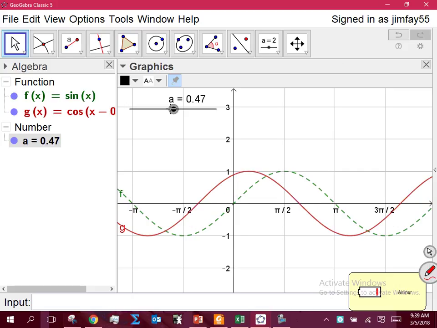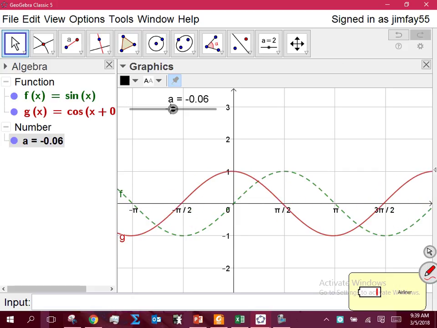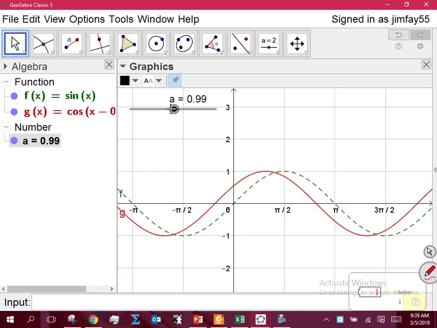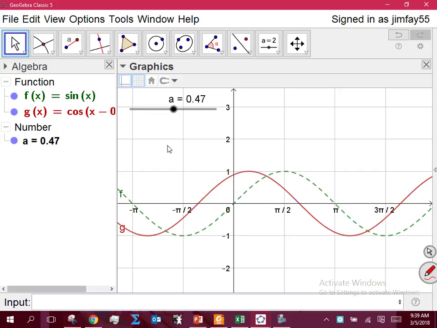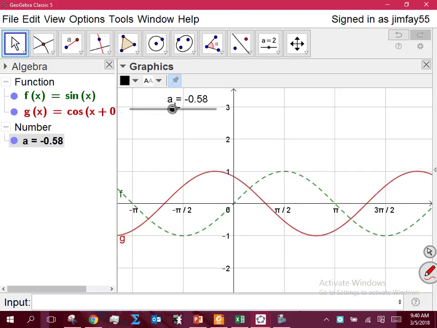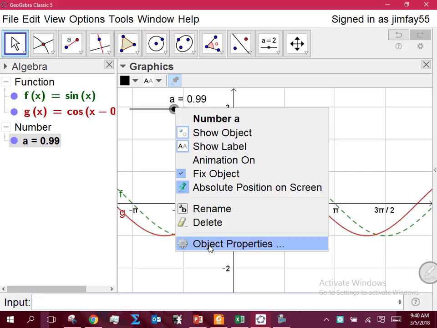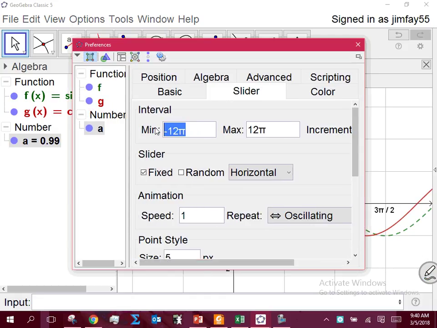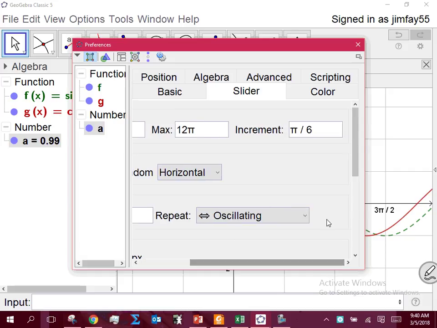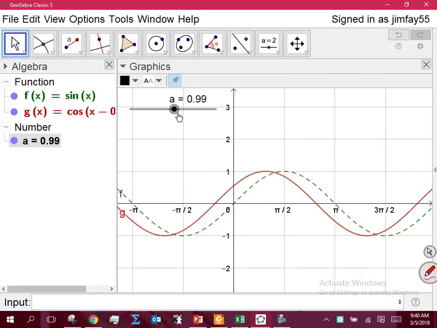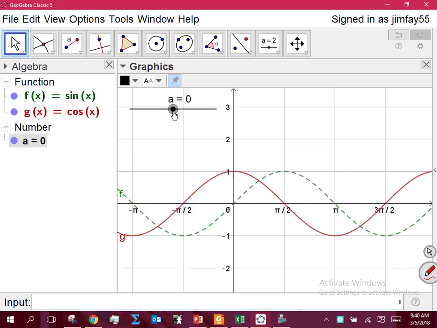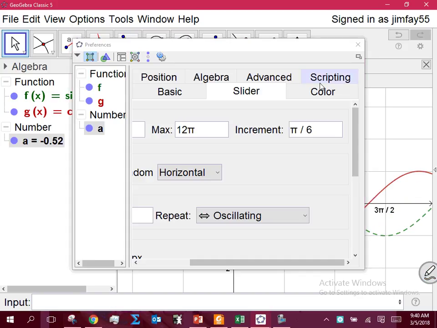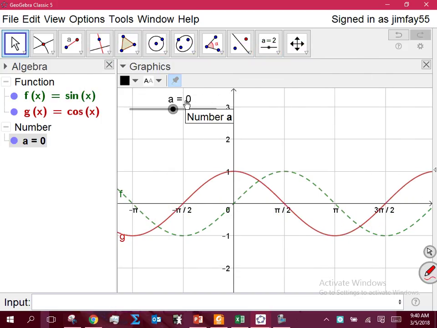All right, so let's get this thing back to 0. There we go. All right, so the red curve is cosine, right? Does that make sense? Okay.